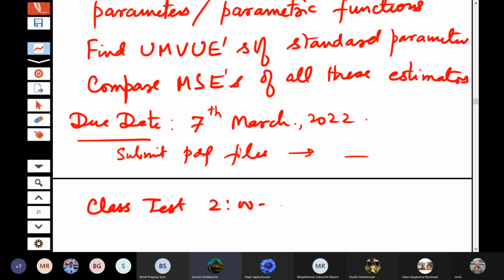Sir, and what is the platform? Yeah, so you have to solve the problems, scan them, convert it to PDF file and submit it. And I will give you a separate email account where you have to submit, because don't send on my regular email, otherwise my mail will be flooded. I mean, this will become jam. So I will give you another email ID where you have to submit.